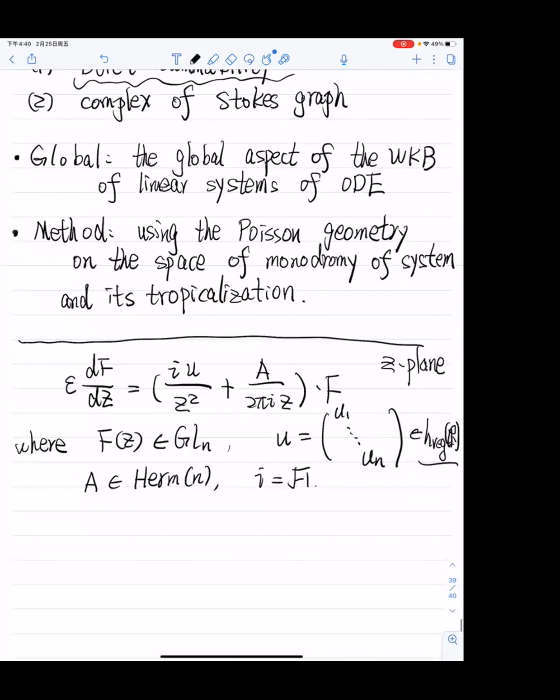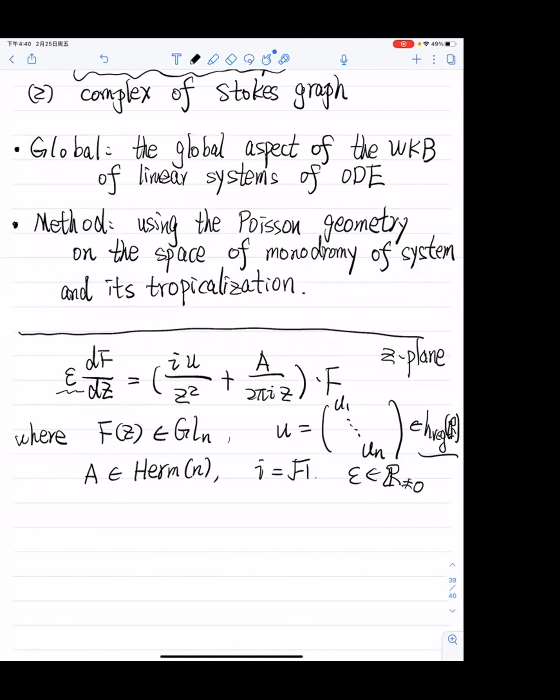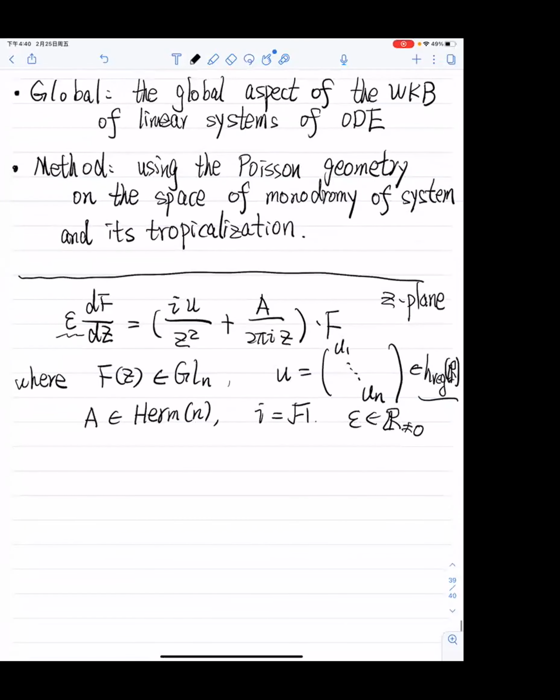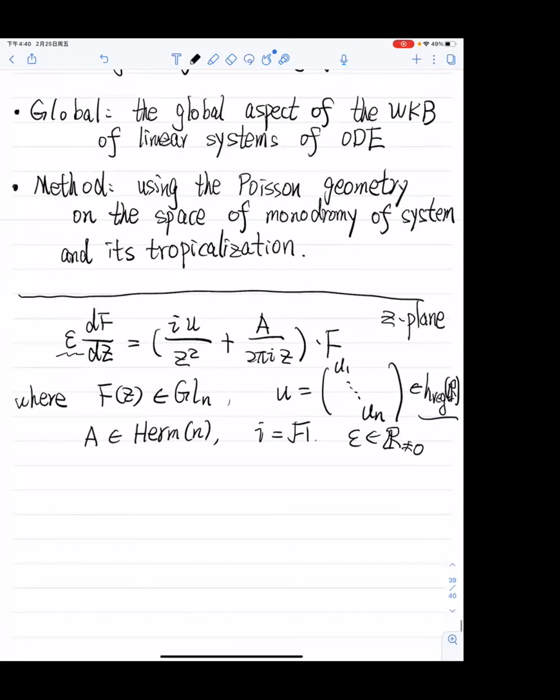Okay. And here I put this parameter epsilon, which is a non-zero real number, a very small number. You can think of it as a Planck constant in WKB of the Schrödinger equation. Right. So I said I'm going to study the global aspect. The global aspect is that I care about the monodromy data of this system. Let me introduce what the monodromy of this system is, some global data for these ODEs. These are the so-called Stokes matrices.